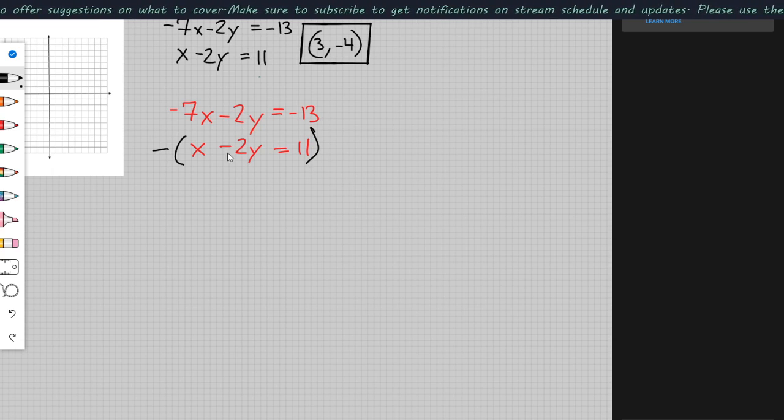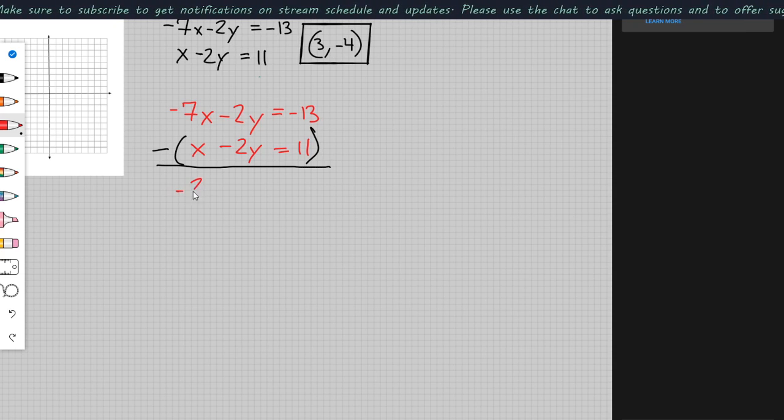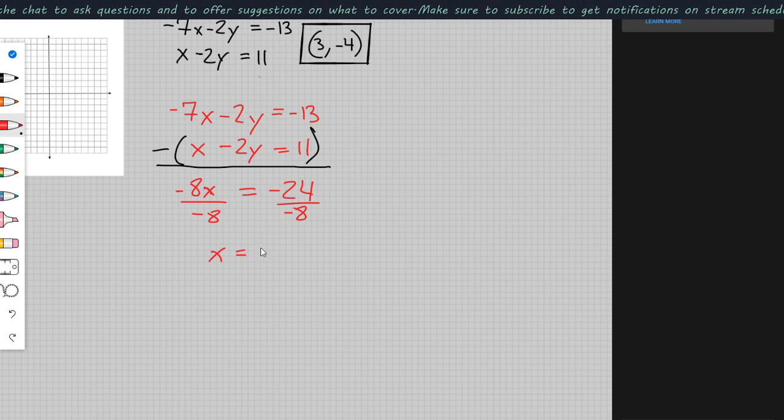So I'm going to subtract because the signs were the same. Negative 7x minus x is going to be negative 8x. Negative 2y minus negative 2, so that makes it a positive 2, so that cancels out. Negative 13 minus 11 is going to be negative 24. And then we're going to divide by negative 8. So x equals 3, we're off to a good start, matches up.